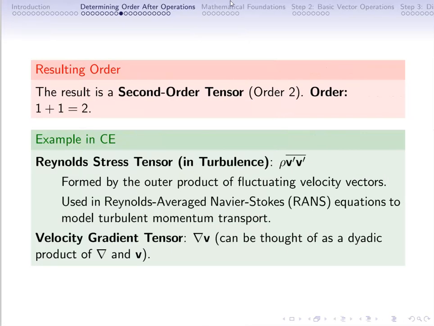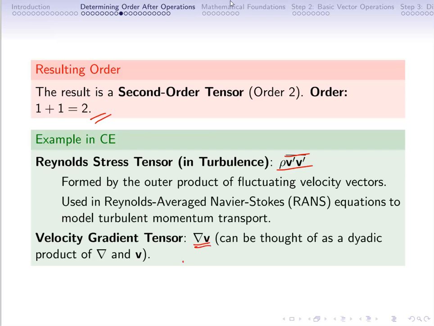So I already talked about that. 1 plus 1, that is 2. So the Reynolds stress tensor, that is rho v dash and v dash, multiplied together, over the average. So this is also a second order tensor. Velocity gradient del v, or Nabla v.